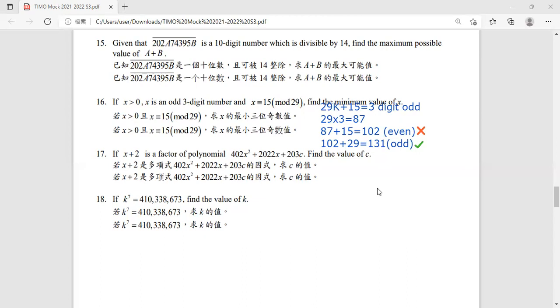Question 17. So question 17, if you know the factor theorem, question 17 is straightforward for you. You just substitute x equals -2.